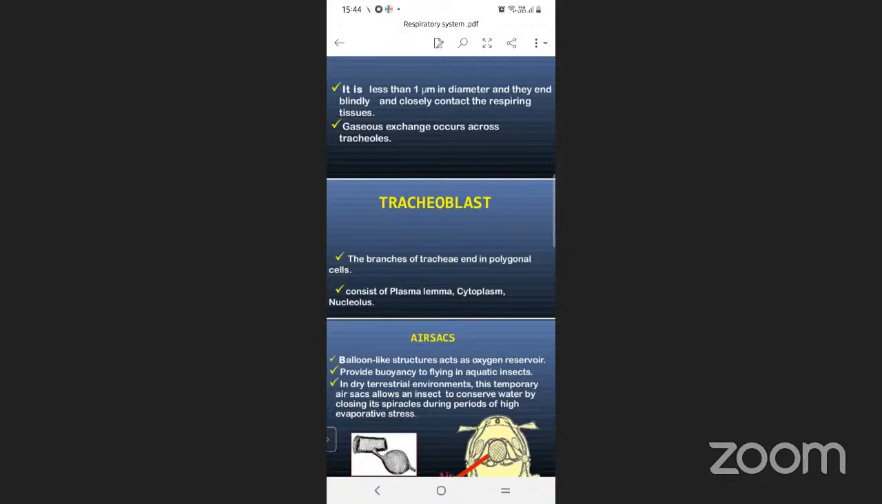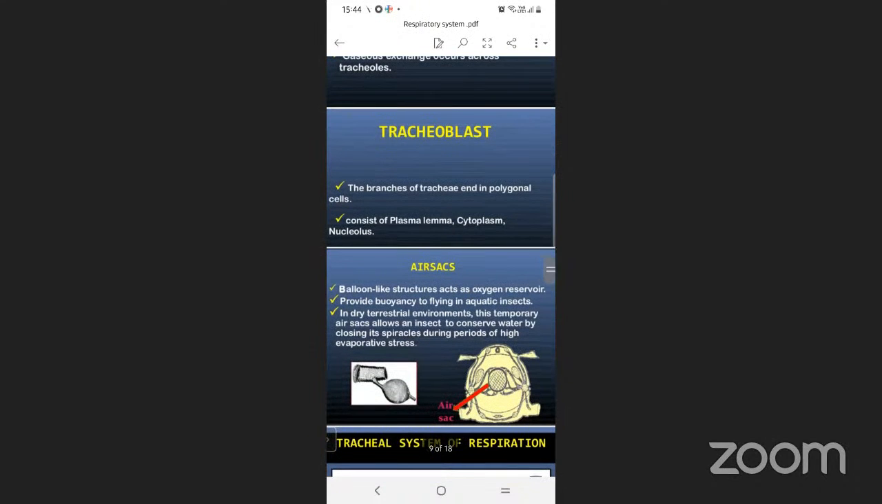When we come to the tracheoblast, these are the branches of the trachea, polygonal cells consisting of plasma lemma, cytoplasm, and the nucleoplasm. Coming to the air sacs, balloon-like structures act as oxygen reservoirs and provide buoyancy in flying, in aquatic insects and in dry terrestrial environments also. It is temporary, and air sacs help an insect conserve water by closing its spiracles during periods of high evaporative stress.